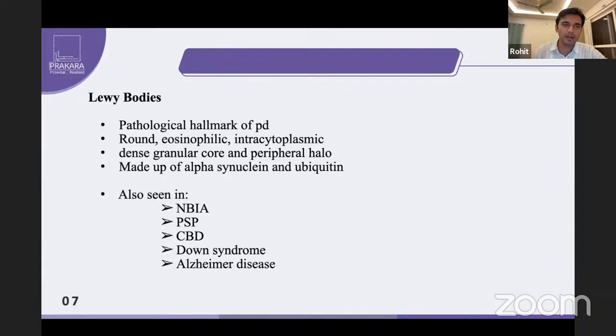These Lewy bodies are not exclusive to Parkinson disease, but they are the hallmark of Parkinson disease. They are also seen in other conditions like neurodegeneration with brain iron accumulation, or progressive supranuclear palsy, or corticobasal degeneration, or sometimes even in Alzheimer's disease. That's why we tend to see some overlap between patients with Alzheimer's disease and Parkinson disease. Patients with Parkinson disease may have memory impairment. Similarly, Alzheimer's disease patients also can sometimes show Parkinsonian symptoms.